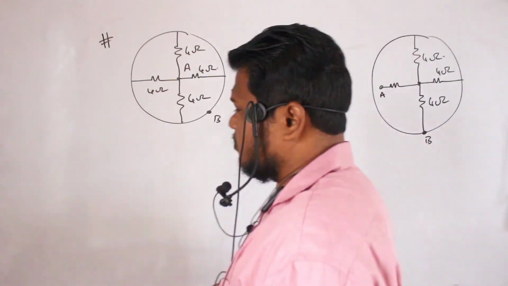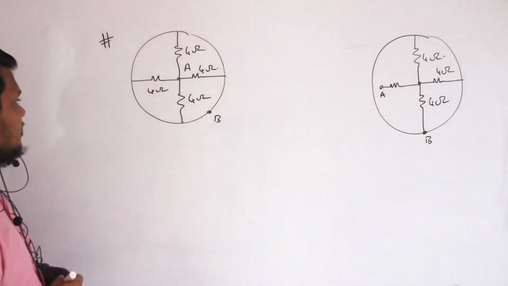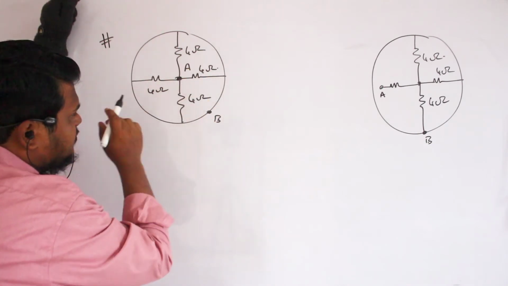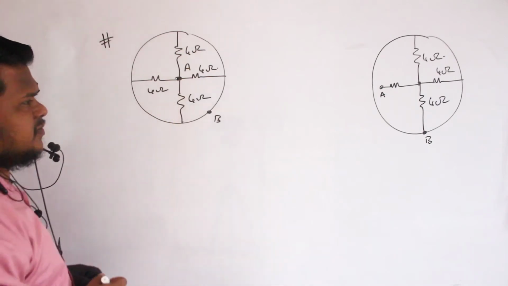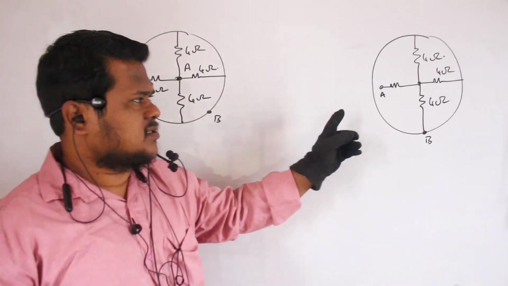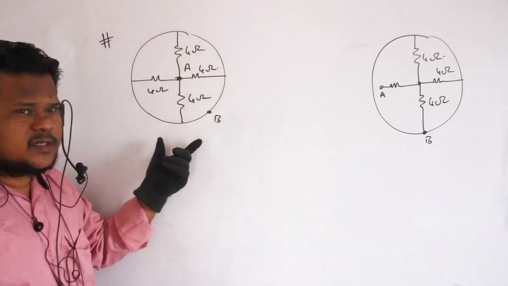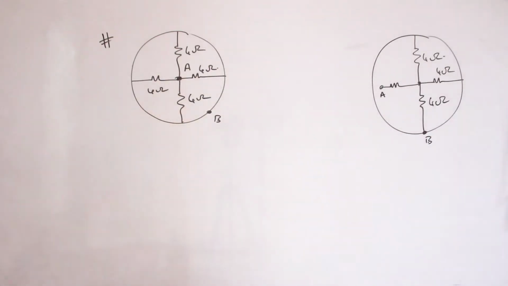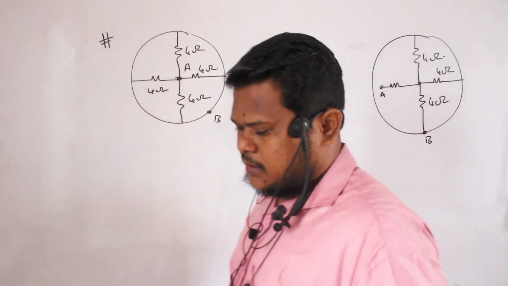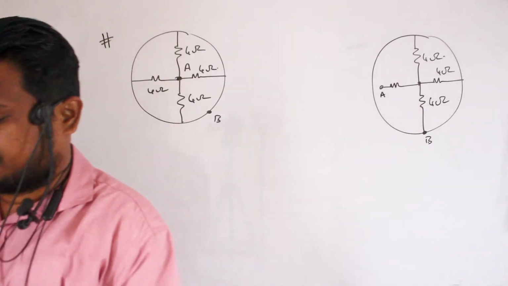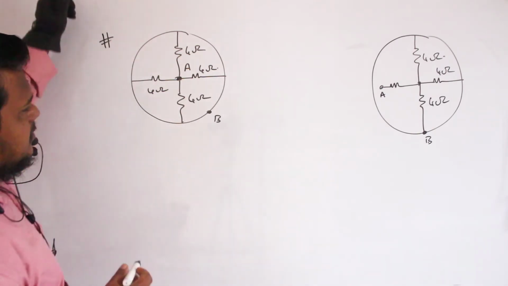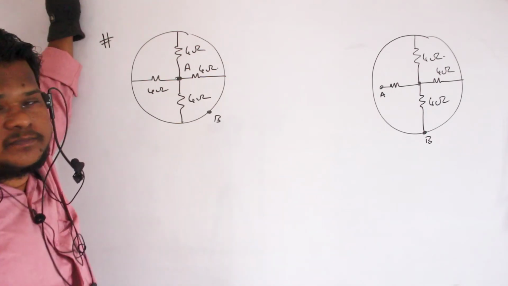So calculate these two values. Here we have terminal A and here we have terminal B. We are supposed to calculate the equivalent resistance between A and B. And this is another circuit. First of all, can you say how can I solve this one? What is the equivalent resistance between A and B? Anybody? Any idea?